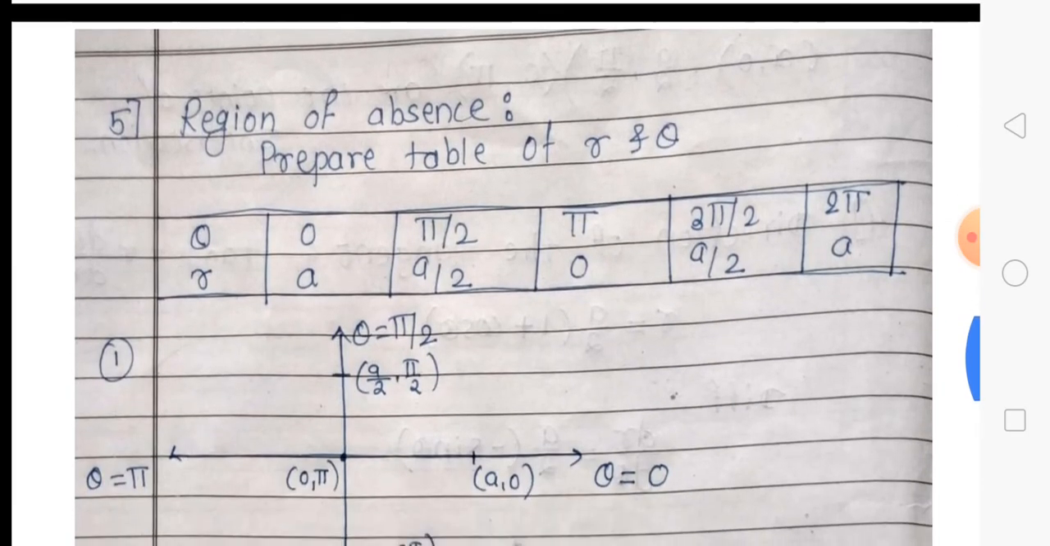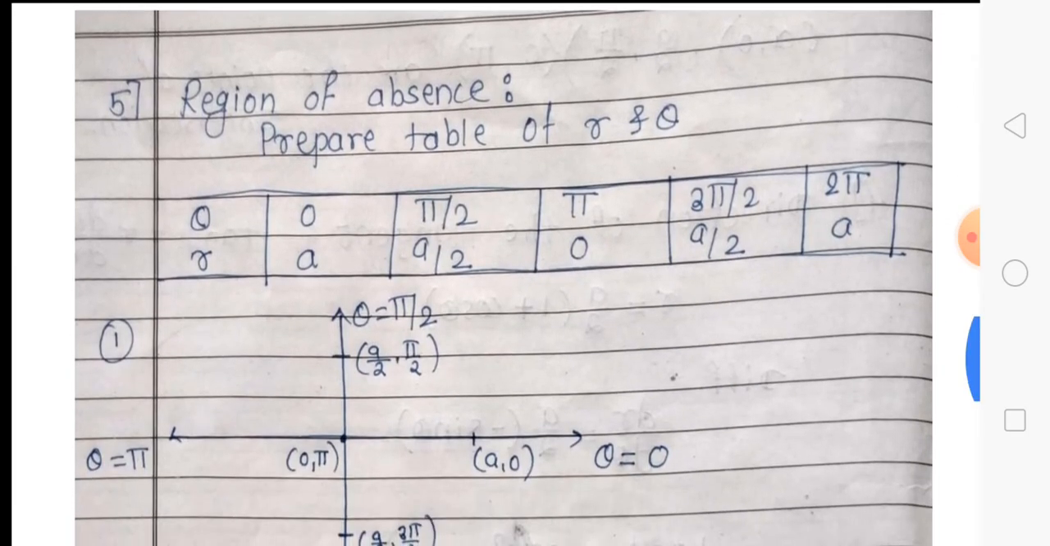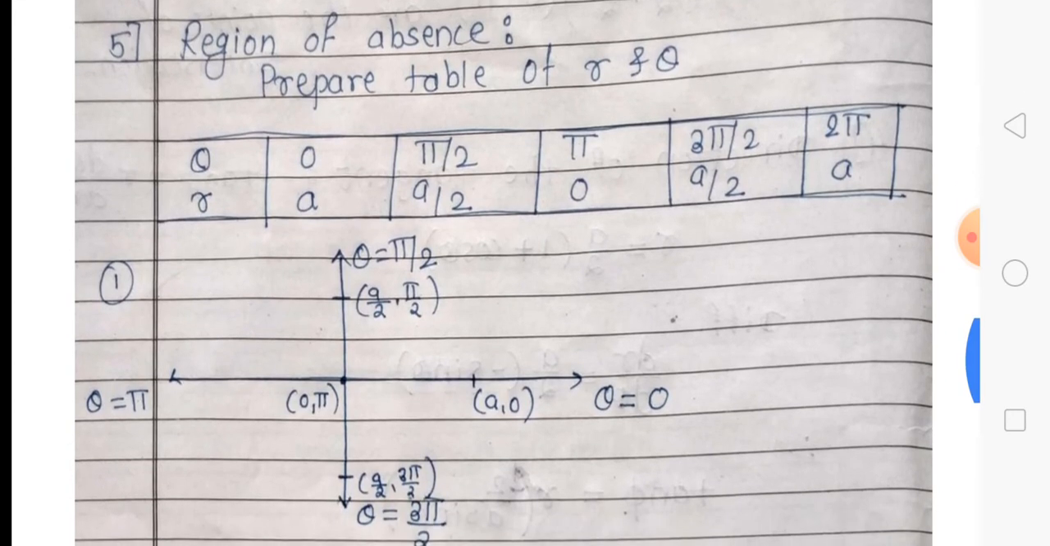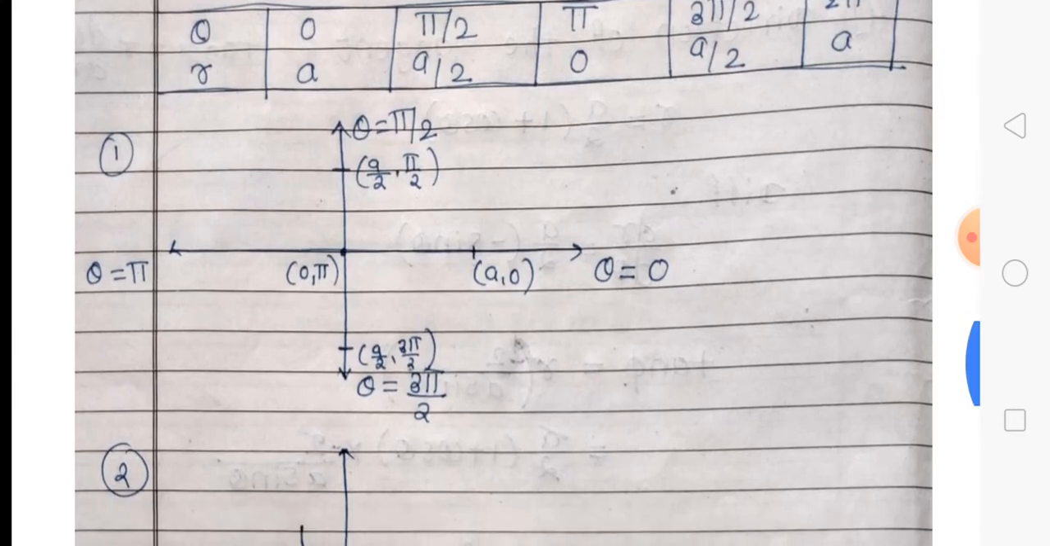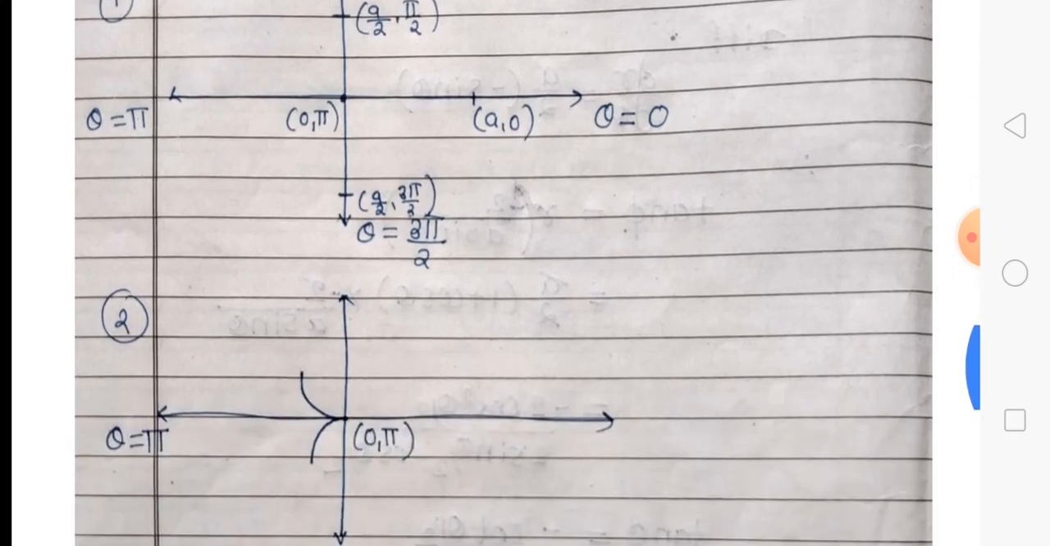Region of absence, for this we draw the table. If we get negative values, the curve does not exist there, but here the curve exists in all the regions. By using this, we trace the curve. First we draw the lines theta equal to 0, theta equal to pi by 2, theta equal to pi, theta equal to 3 pi by 2, and put the points.